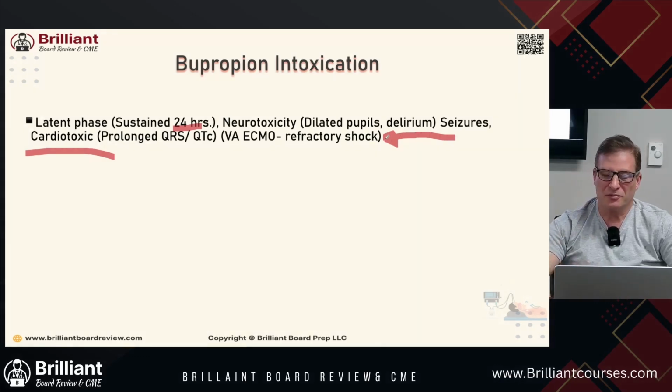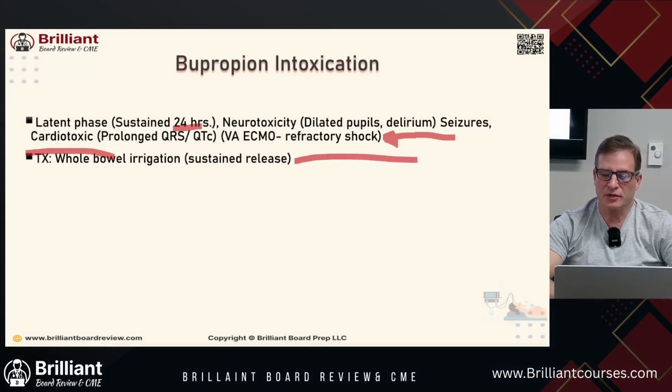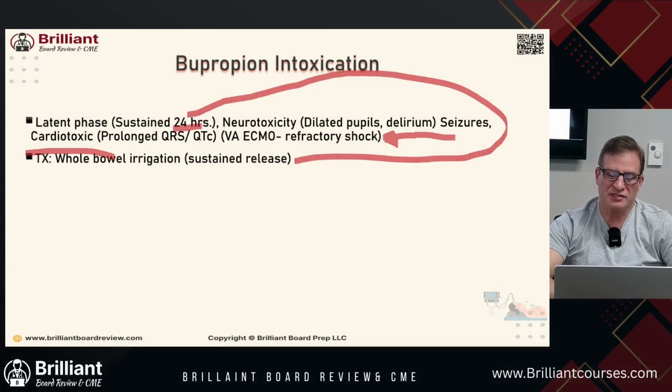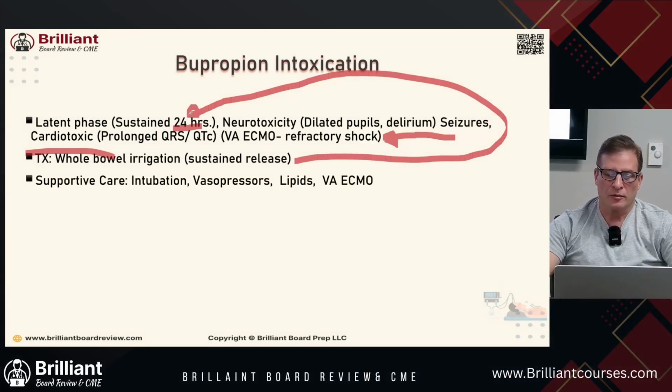These are usually young people who unfortunately have decided to harm themselves, and we need to get them back and get them better, and then they need to get treatment. Treatment can be whole bowel irrigation. This is in sustained release, okay? This is a little bit different because this is sustained release over 24 hours, you can try whole bowel. Supportive care, intubation, vasopressors, you can use the lipid emulsions, and then you're using your bomb pass of the VA ECMO. And we're going to talk about ECMOs.